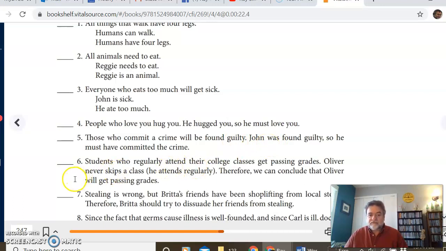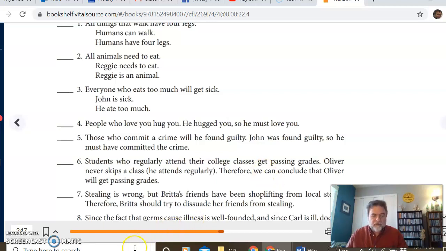Six is valid. I mean, this is the only condition. Students who regularly attend classes get passing grades. Oliver never skips, so we can conclude he gets passing grades. Because the statement is so limited, don't overthink it, just look at what's actually being said. He has to pass. Okay?